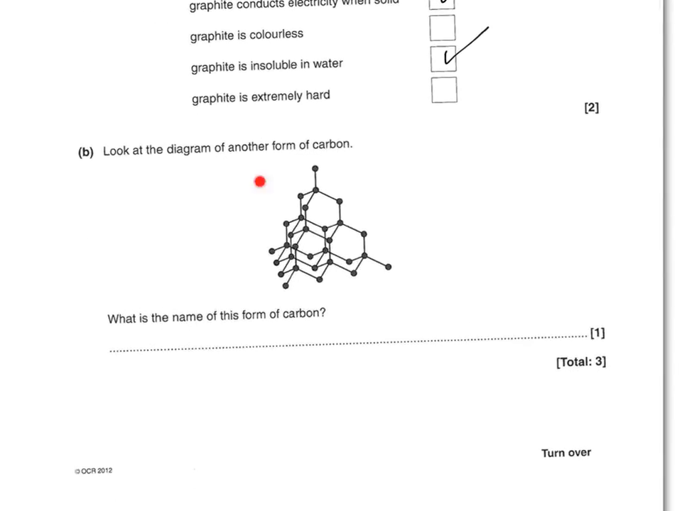So you're given a picture of another form of carbon. What is that one? Well, that one is diamond. So you just need to know what these different forms of carbon look like.